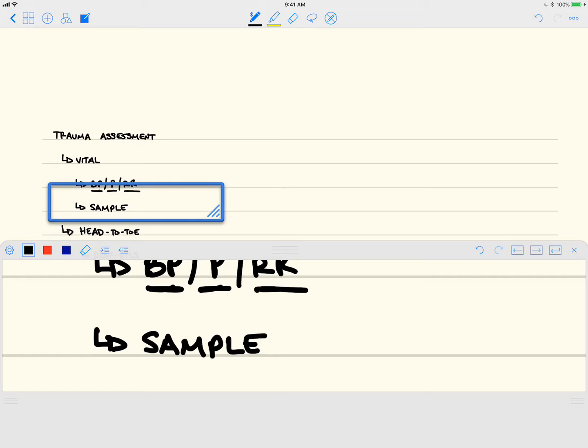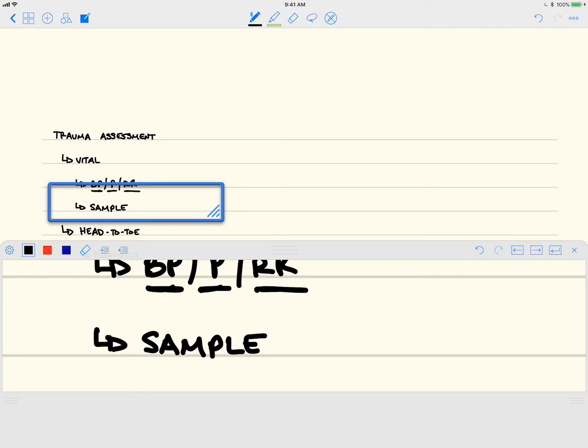Now, when we're doing our sample history, if the patient's responsive, then we can go ahead and ask the patient. Now, if the patient's not responsive or the patient's unresponsive, we can go ahead and talk to a historian, like a family member or a friend that's nearby, somebody that knows the patient.